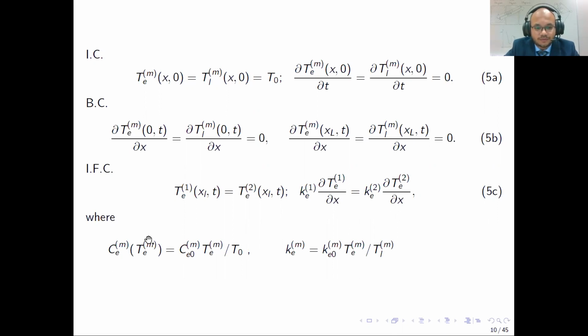And as I said before, CE, the specific heat of the electron, follows an expression like this whenever the electron temperature is less than the Fermi temperature. The same goes for the thermal conductivity, and I have a question here. Yes, sir.